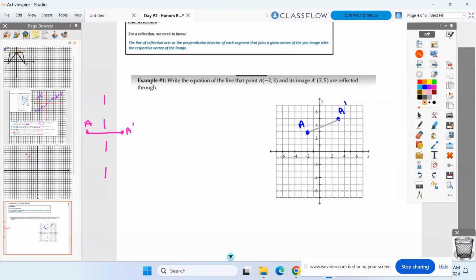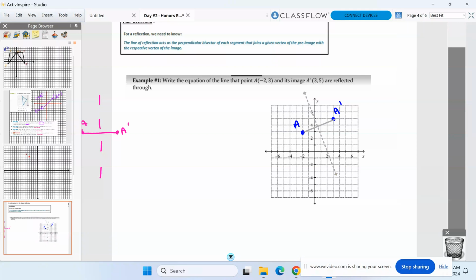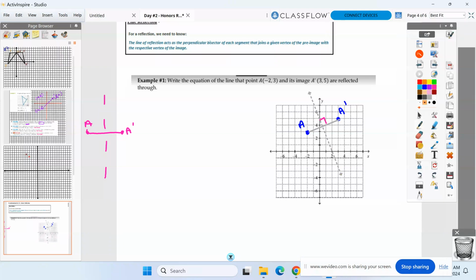Okay, when you form that segment between your pre-image point and your image point, and don't draw this one in, your line of reflection, whatever it is, acts as a perpendicular bisector. It's perpendicular to that segment and bisects it. Right? So that's any line of reflection, horizontal, vertical, diagonal, I don't care. It acts as a perpendicular bisector between those 2 points.